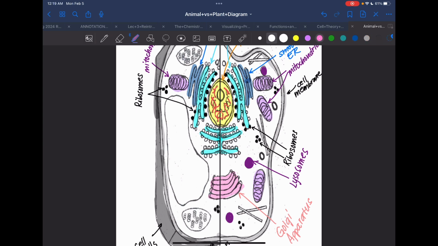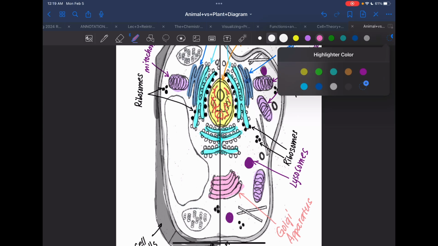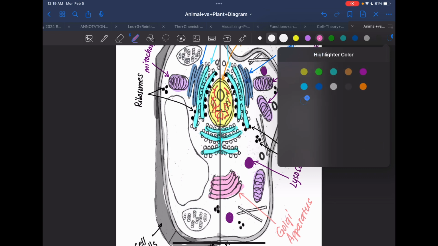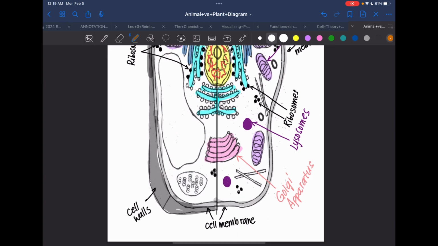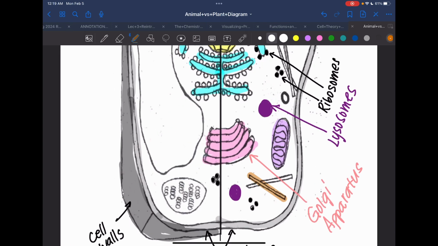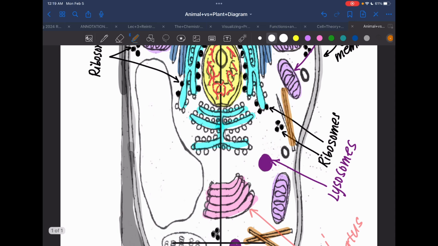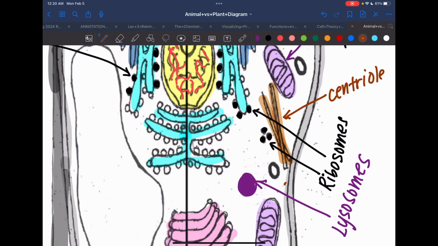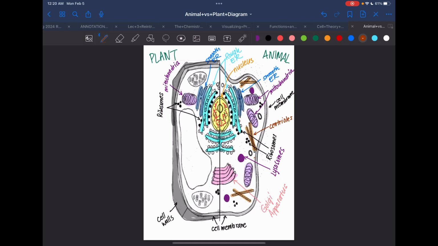And then I have, let's see, we're running out of colors again. Let's pick a different color. Let's do orange. Sure, why not? I have these kind of sticky looking things like chopsticks. I guess that's more brown than orange. But these little chopstick looking things, these are called centrioles. And notice they're only on the animal side.